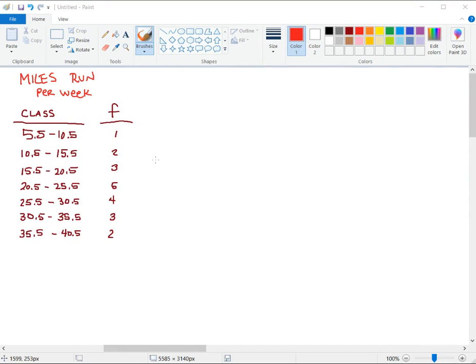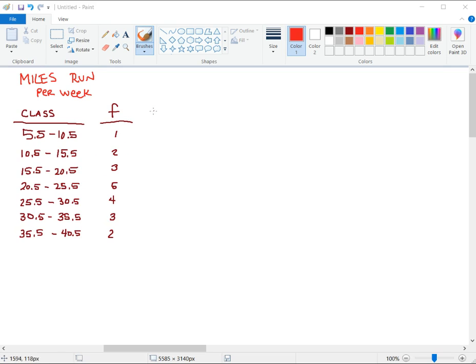Now, we can also apply this sort of idea to frequency distributions, for example. This is a frequency distribution I copied from the book, example 3.3. It's miles run per week. And you can see we have a number of classes here, and we have a frequency distribution. So what we can do is we can use the frequency distribution as the weights if I wanted to find an average for these terms.